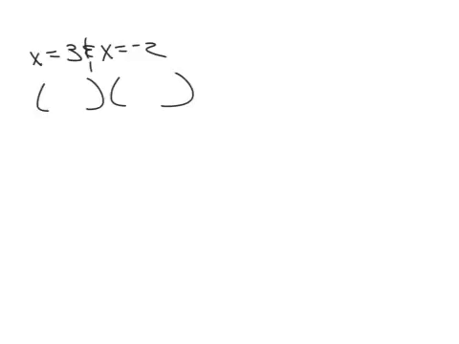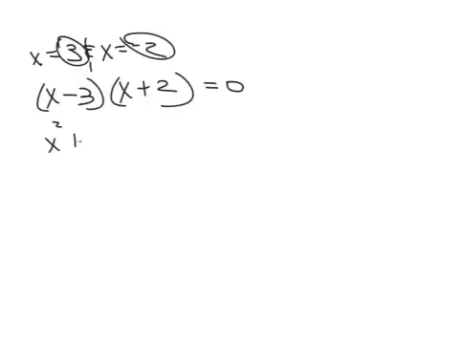So in this case I have 2 answers, so I'm making 2 parentheses. I'm going to put an x there and an x there. I'm going to look at this answer. It's a positive 3, so I'm going to put a negative 3. This is a negative 2, so I'm going to put a positive 2. And then I'm going to set it equal to 0. Then I'm going to multiply these using the FOIL method. x squared plus 2x minus 3x minus 6 equals 0.